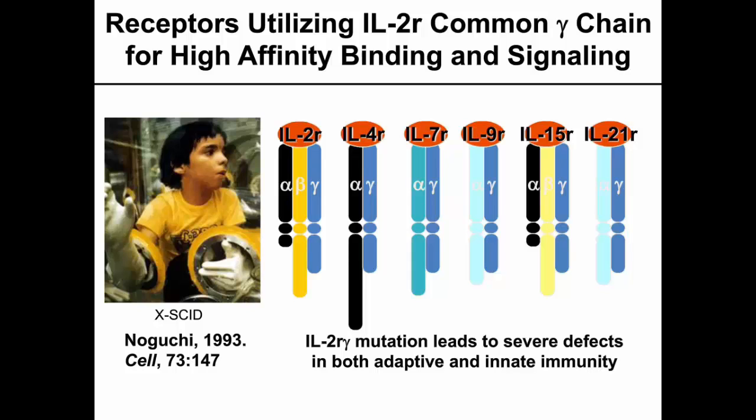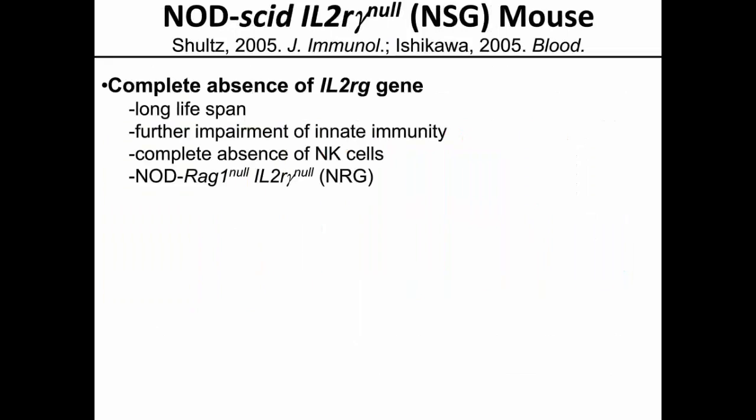This by itself leads to defects in both innate and adaptive immunity. This is also the most common form of X-linked SCID disease, and shown in the picture to the left is David Vetter, the infamous bubble boy. So by targeting the gamma chain, we've now created the animal known as the NOD-SCID IL-2 receptor gamma chain, or for short, the NSG mouse.